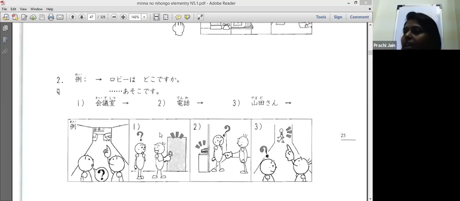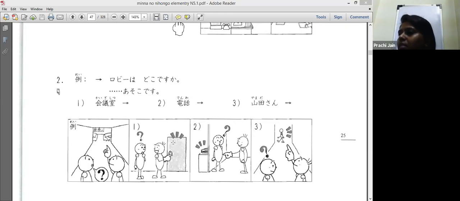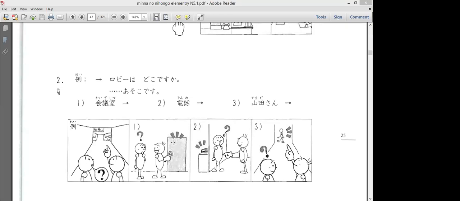Okay, so here it's a Kaigi Shitsu. So make a question with the Kaigi Shitsu. Ask where is the Kaigi Shitsu. So how can we ask? Kaigi shitsu wa doko desu ka? Right, so it is? Koko desu. Because it is near the indicator.